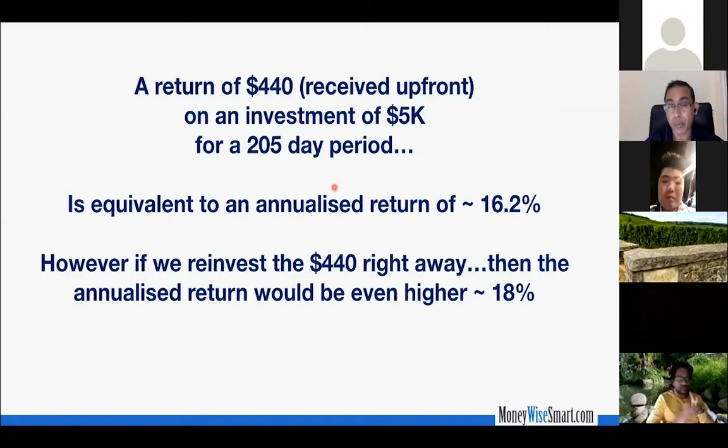However, this 16.2% is the return if I receive this $440 at the end of the 205-day period, that is on expiry. But I'm receiving this upfront. So that gives me an opportunity to invest this $440 upfront and generate some additional return. So that annualized return would be even higher. It's around 18%.